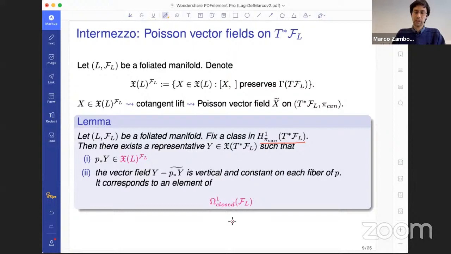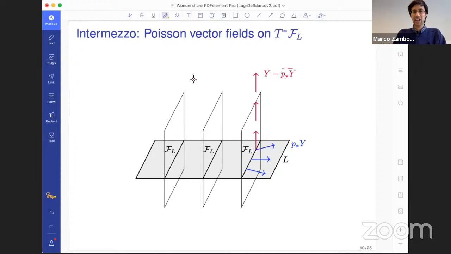So this is essentially the foliated version of what I said about the cotangent bundle in the previous slide. And here, well, it's a picture. I don't know how telling. So every Poisson vector field on the cotangent bundle of the foliation, which as we saw is just the disjoint union of the cotangent bundles of the leaves, can be modified by adding Hamiltonian vector fields in such a way that it's the sum of the cotangent lift, so to say, of a vector field on the base, so that's some kind of horizontal component, and a constant vertical vector field.